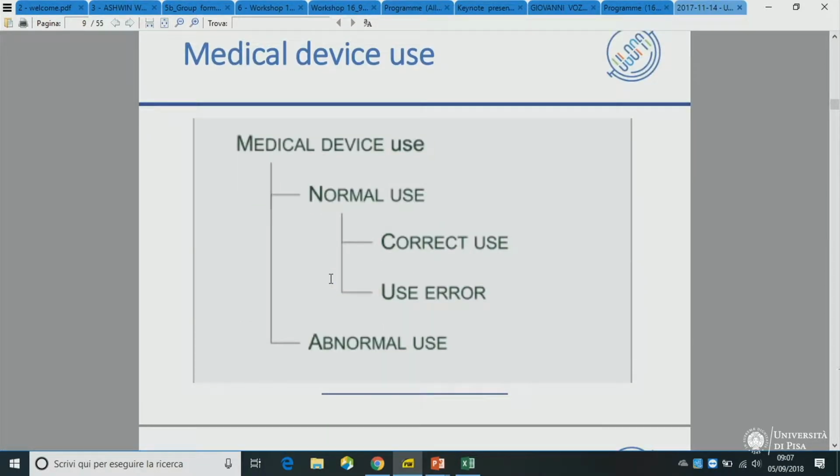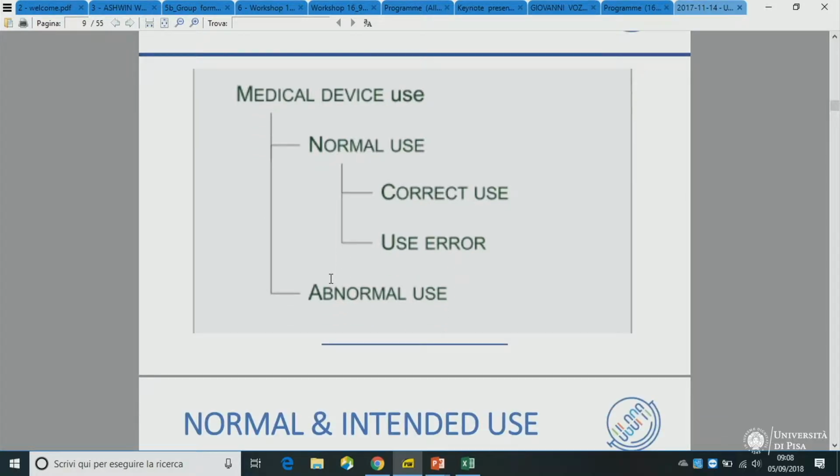So this is a nice little table that comes from the medical device industry standard, the ISO 62340. It is dividing the medical device use into normal and abnormal. And in the normal use, you find the use error, because use error is an unwanted consequence of the interaction between man and machine. They don't want to make mistakes. That's why it is considered normal use. That's what you can foresee and prevent.